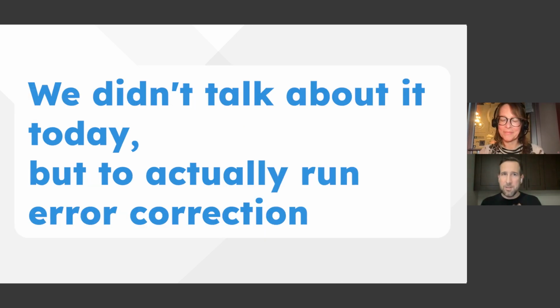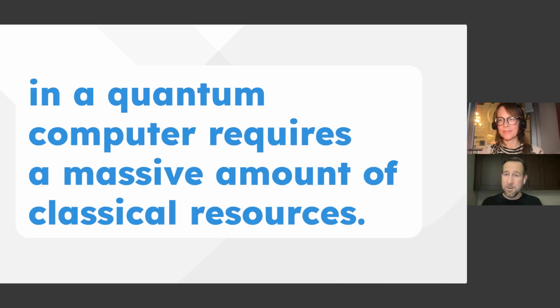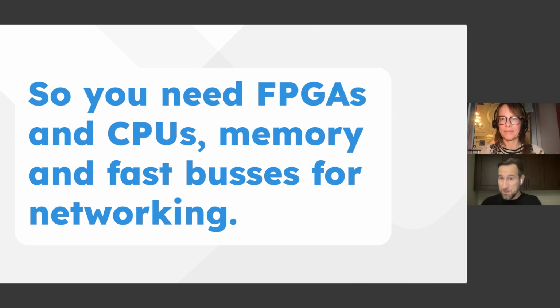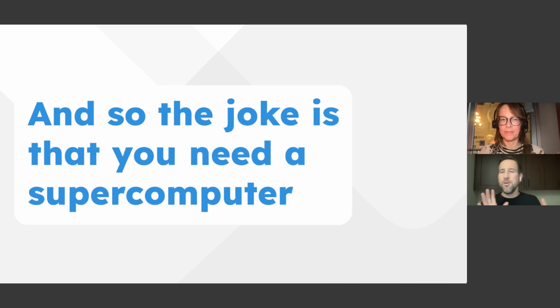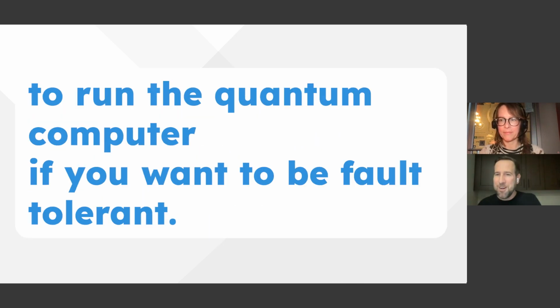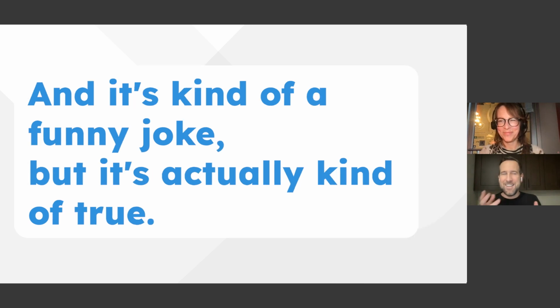We didn't talk about it today, but to actually run error correction in a quantum computer is going to require a massive amount of classical resources. So you need FPGAs and CPUs and memory and fast buses for networking. And so the joke is that you need a supercomputer to run the quantum computer if you want it to be fault tolerant. And it's kind of a funny joke, but it's actually kind of true.